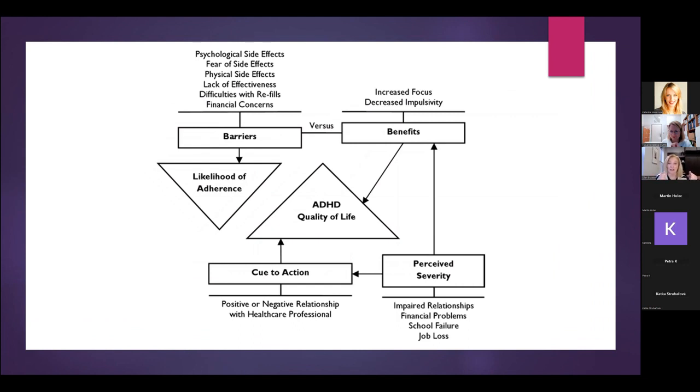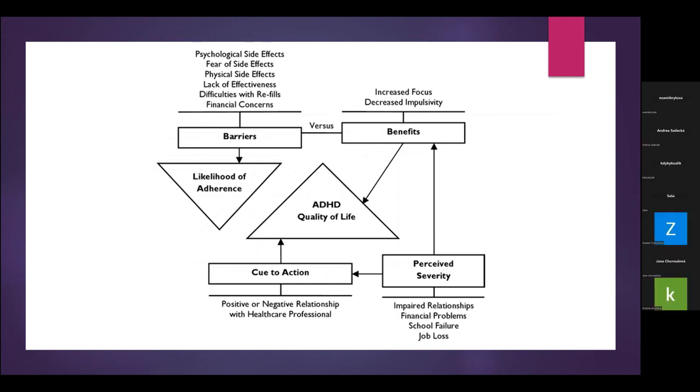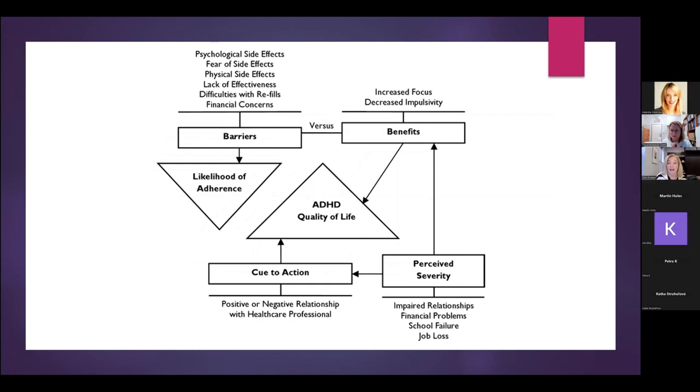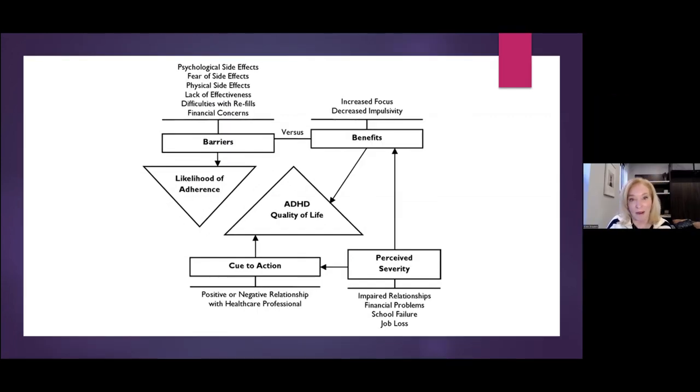So I have here in this chart the barriers: things like the psychological side effects, the fear of side effects, the actual physical side effects, worry that it's not going to be effective, and sometimes it's not, difficulties getting refills of prescriptions, and financial concerns sometimes, especially in the US, where sometimes it's covered by insurance and sometimes it's not. And the medications can just be difficult to get.